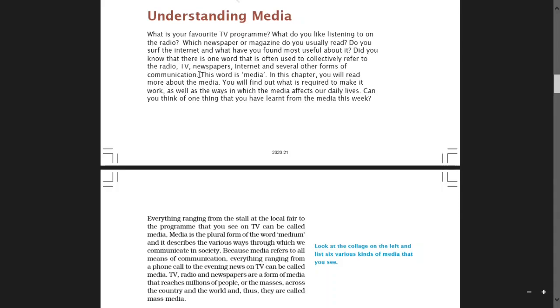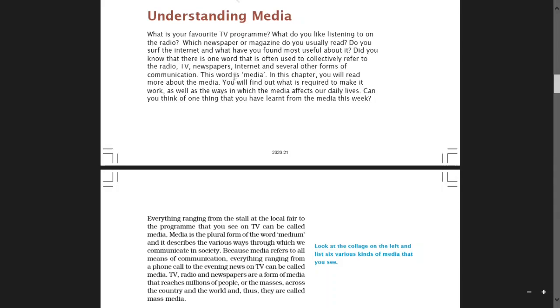Did you know that there is one word that is often used to collectively refer to the radio, TV, newspaper, internet, and several other forms of communication? Boys, do you know that there is one word which is often used to collectively refer to all these media, that is the radio, TV, newspaper, internet, and several other forms of communication? Communication means the imparting of information. The word is media, which is often used to collectively refer to all of these.